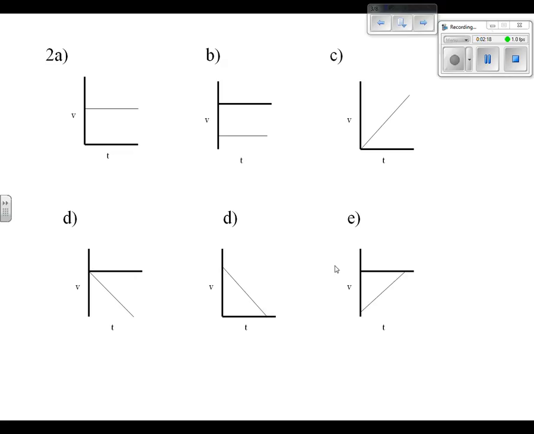And E is slowing down backward. So notice that both of these are slowing down. How can you see something slowing down from a velocity time graph? It goes towards 0. Exactly. That's the key there. It goes towards 0.